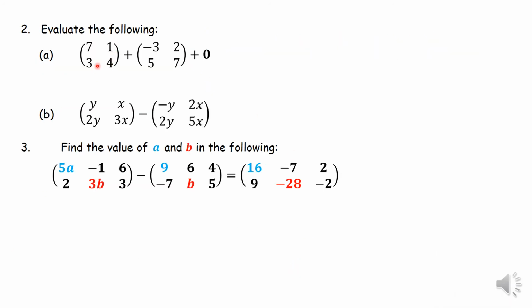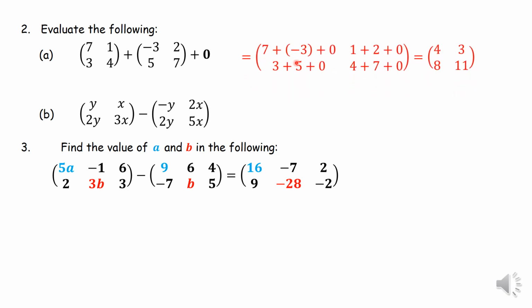Right, the second one here, I have got evaluate the following. So this is going to be 7, 1, 3, 4 plus that, which should give plus 0. And the second one you have is y, x, 2y, minus 3. Basically this matrix minus that matrix. And here you have to find the values of a and the values of b, where the difference of these two matrices gives you that answer.